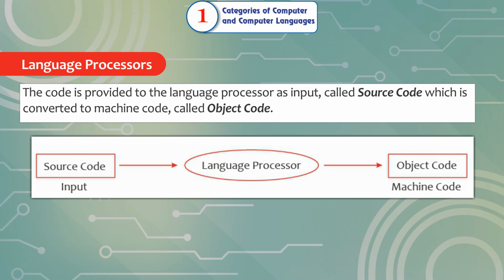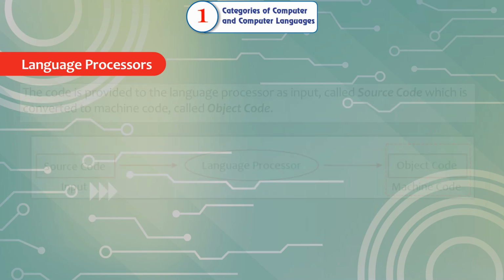The code is provided to the language processor as input, called source code, which is converted to machine code, called object code. Source code, input. Language processor. Object code, machine code.